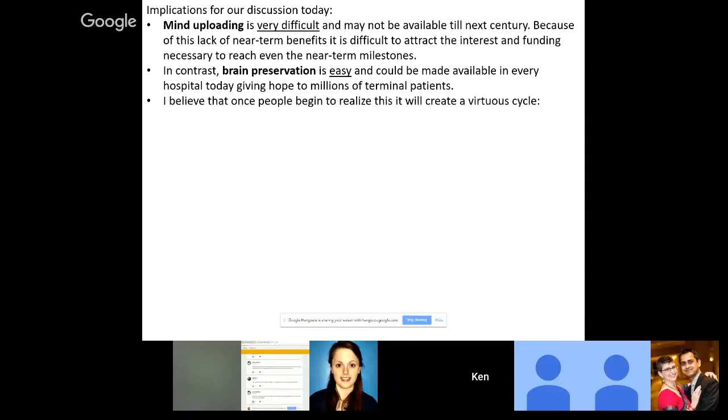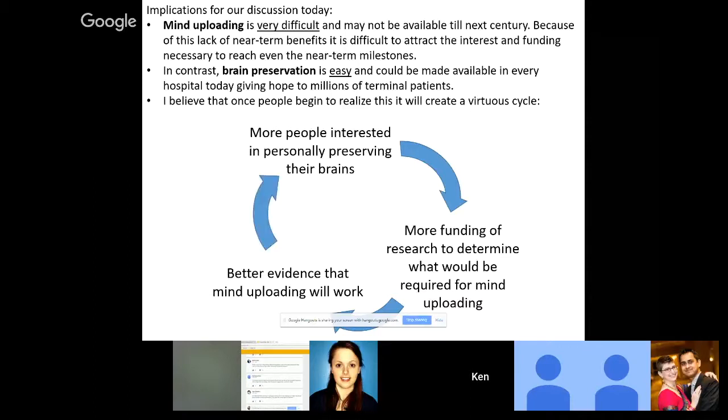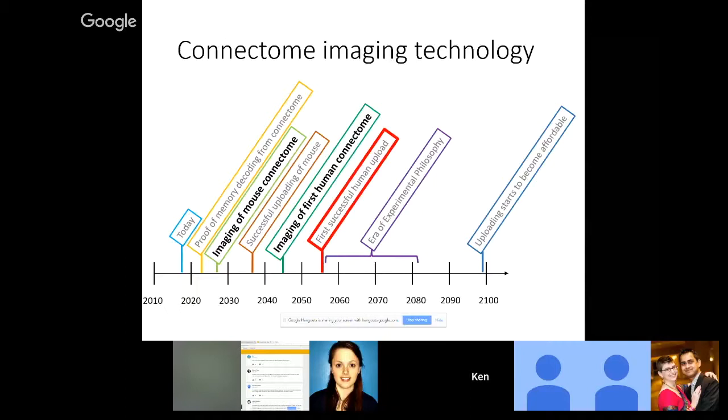I believe that once people begin to realize this, it will create a virtuous cycle. More people interested in personally preserving their brains will lead to more funding of research to determine what would be required for mind uploading. This will in turn lead to better evidence that mind uploading will work, which will close the circle, creating more people interested in preserving their brains. So with that preamble, let me spend the rest of my talk focusing on these two milestones: imaging mouse and human connectomes.